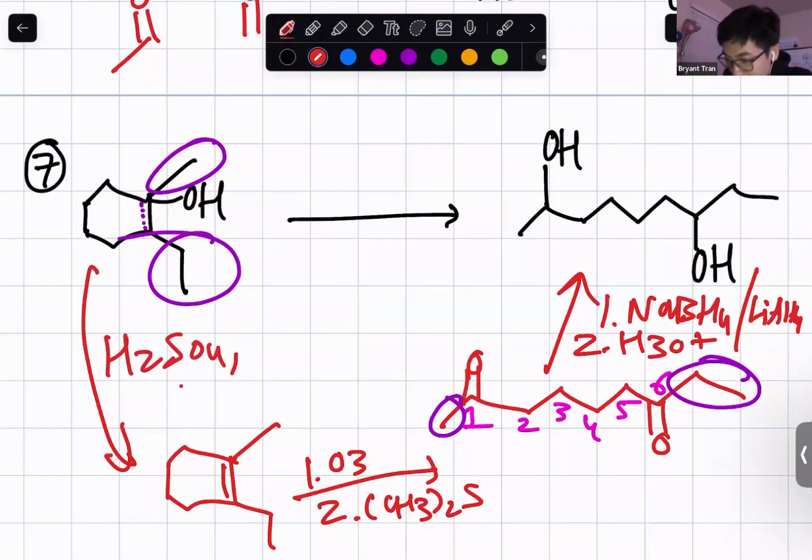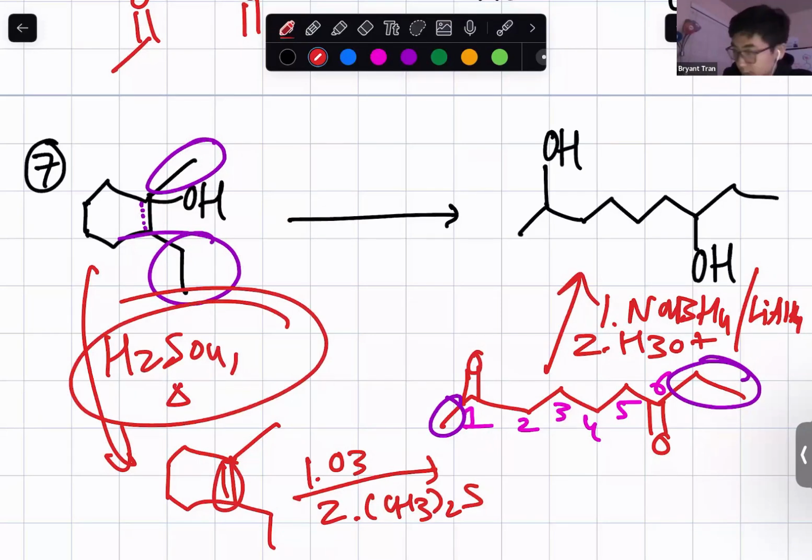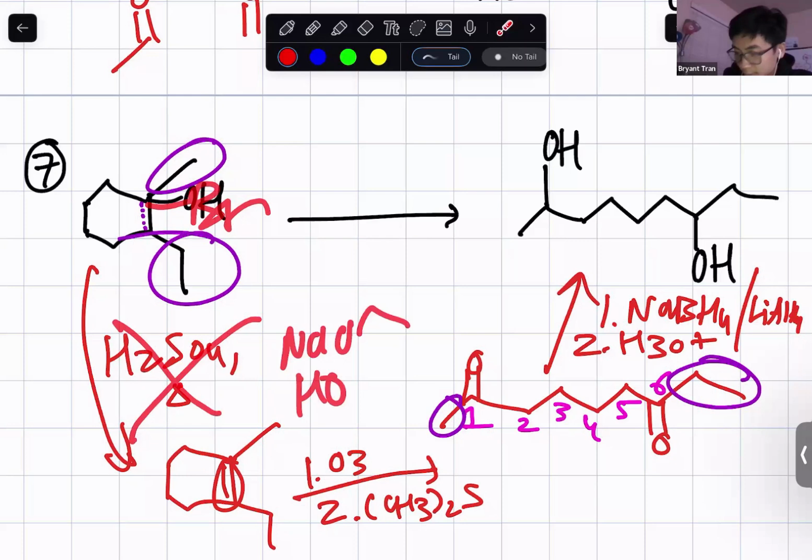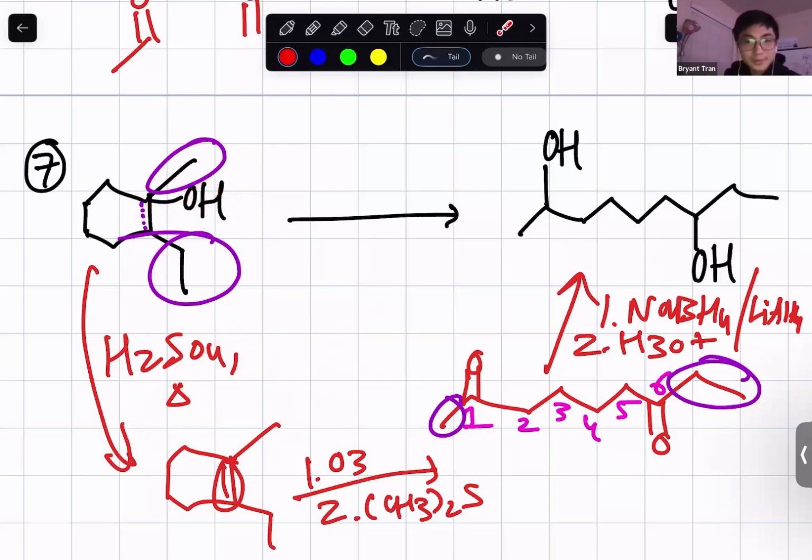When you have an alcohol and you want to make the more stable alkene like this, we do alcohol dehydration with H2SO4 and heat. If this was a bromine, we don't do that. We do E2 itself with a small base, if that was a bromine.